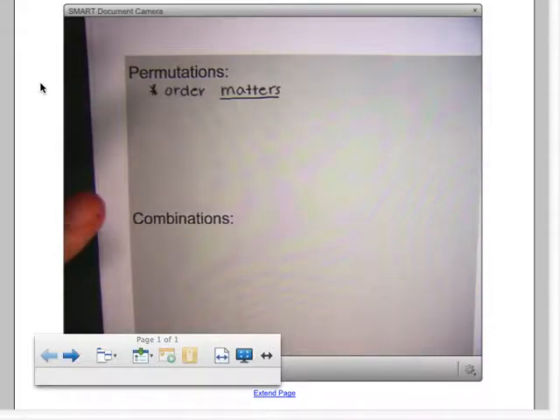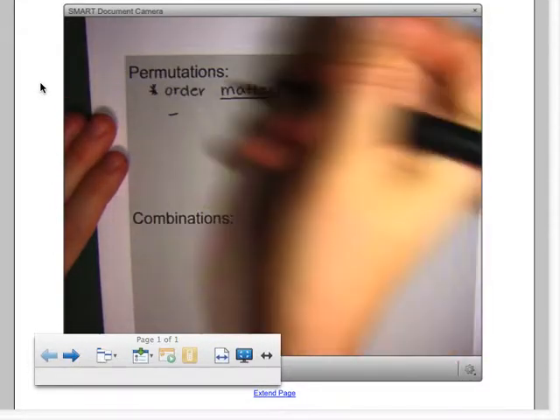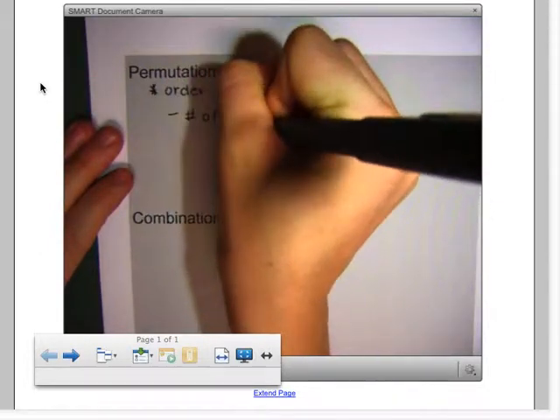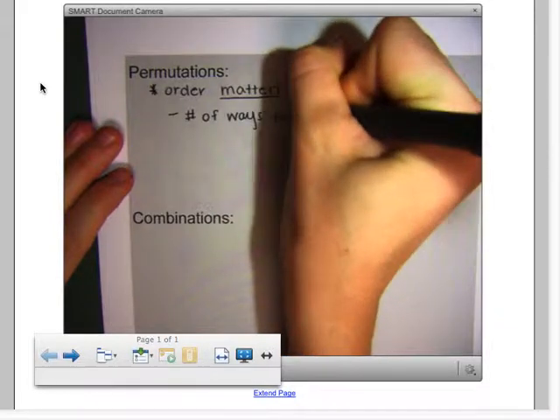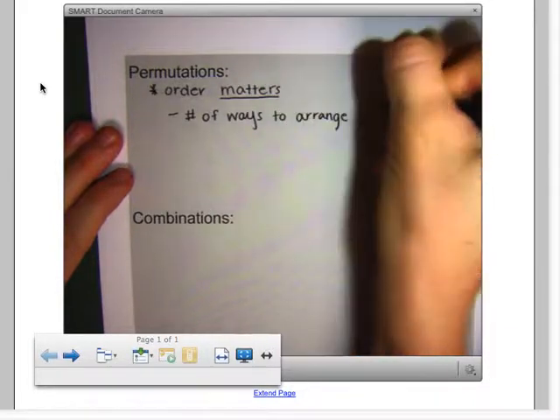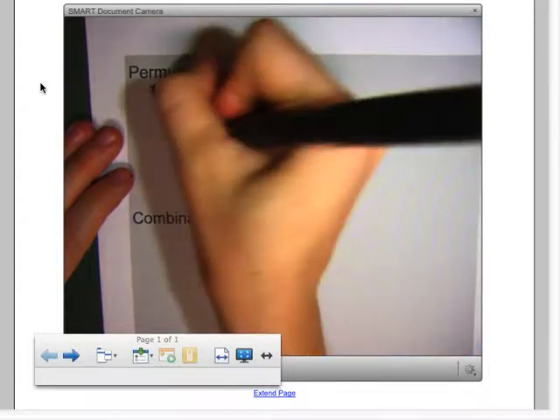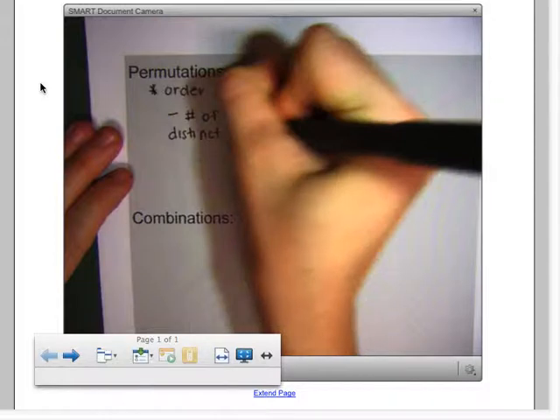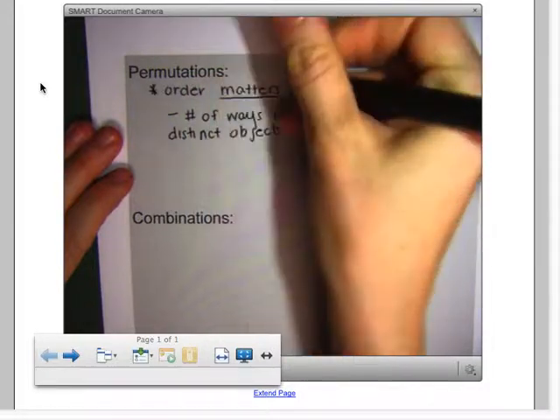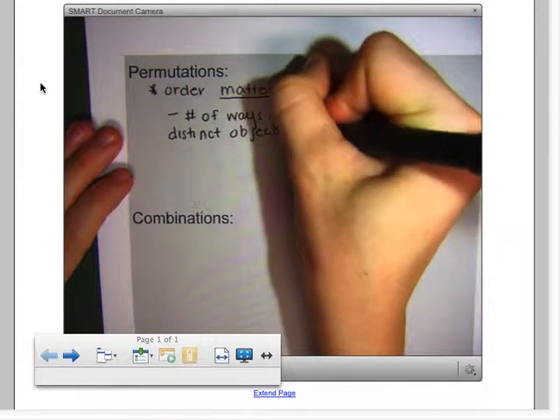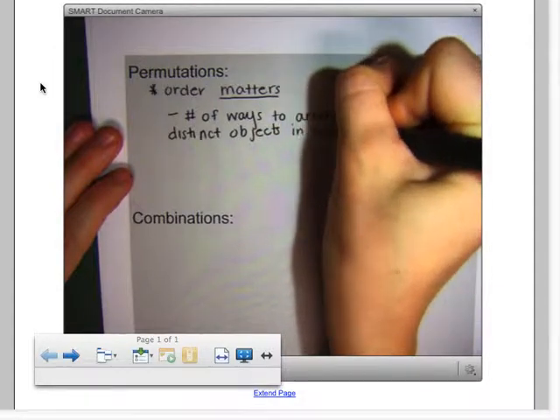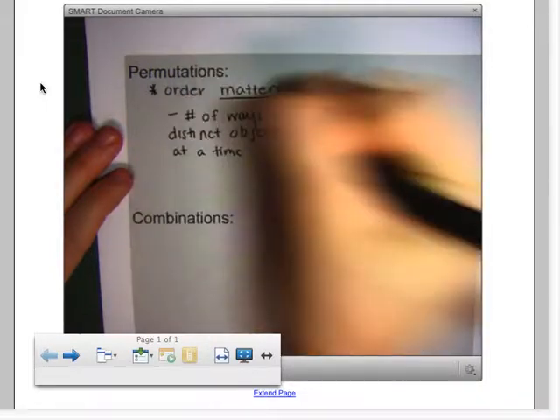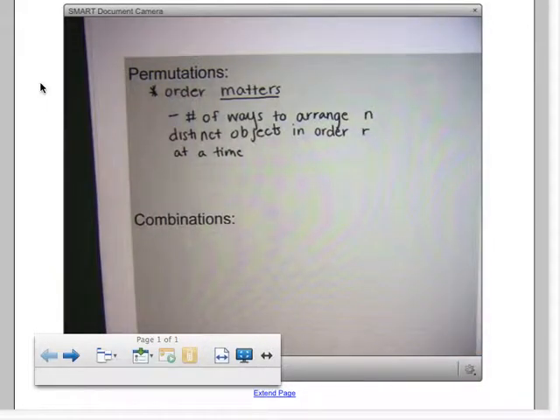Okay, so when I say order matters, we're thinking of like the number of ways to arrange n distinct objects in order r at a time. So n and r are just numbers again.